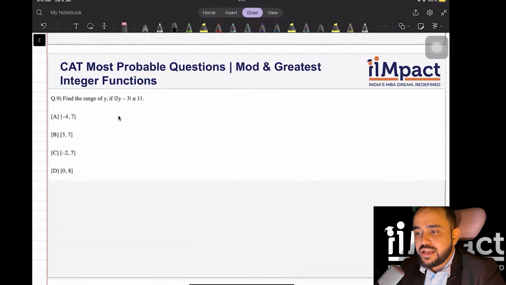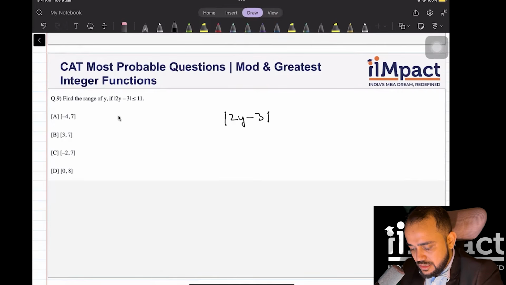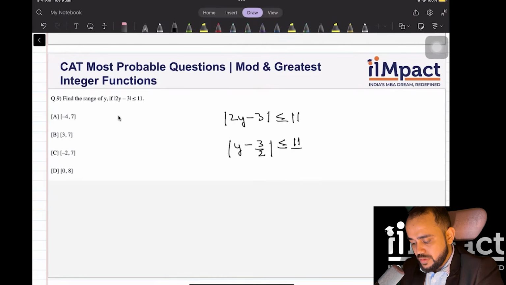Find the range of y if |2y - 3| is less than or equal to 11. The reason this question is kept here is because the coefficient of y has changed. It is not 1, so the distance philosophy that we use has to be modified. I have |2y - 3| less than or equal to 11. If I divide both sides by 2, I will get |y - 3/2| less than or equal to 11/2.